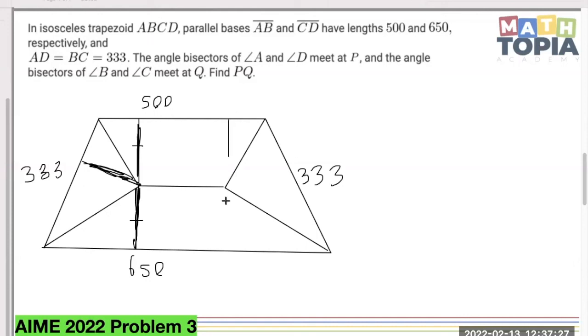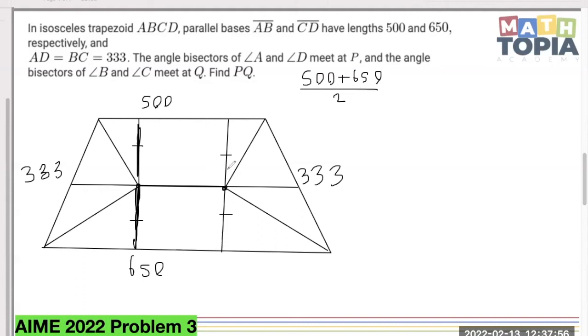Similarly, we find these two are equal, and we realize that this line, PQ, is actually just on the midline of the trapezoid. So if we extend them to these two sides, now we have the midline. And we know this whole length. That's just 500 plus 650 over 2. And then we can get the same here.